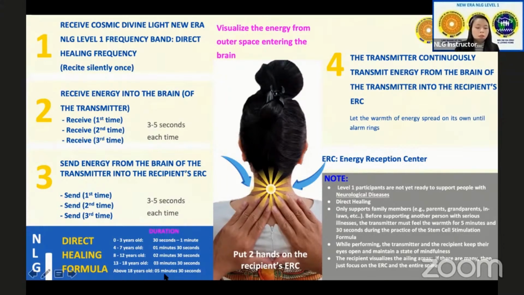And because you are practicing this formula on another person, the practice duration is according to the recipient's age. Let's say you are transmitting energy to someone who is above 18 years old, then the time would be 5 minutes and 30 seconds. If you're using this formula on your kids, let's say a 5 year old, then the time would be 1 minute and 30 seconds. And you can see here for the age group between 0 to 3 years old, you only practice this for 30 seconds to 1 minute.